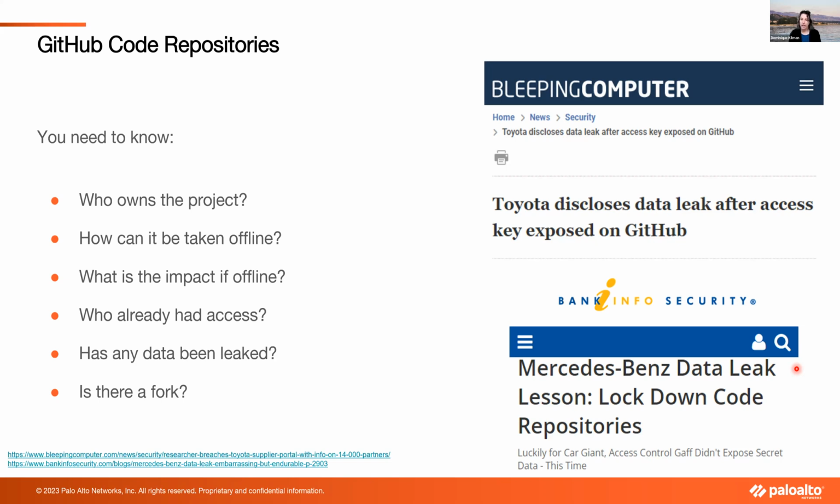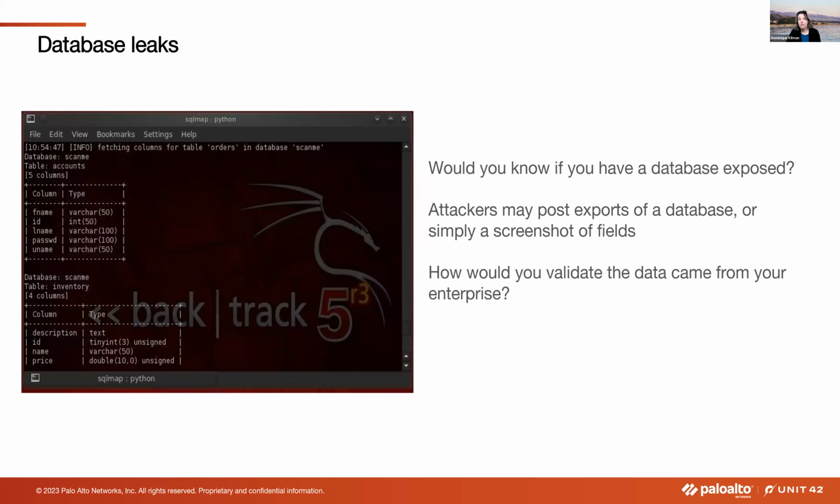So figuring out where are our GitHub repos, who owns them, can I take it offline? What happens when I take it offline? All of that information has to be monitored to make sure that you're not accidentally releasing information. The same with the next one we're going to look at, which is database leakage. So databases being exposed. How do you know it's you?